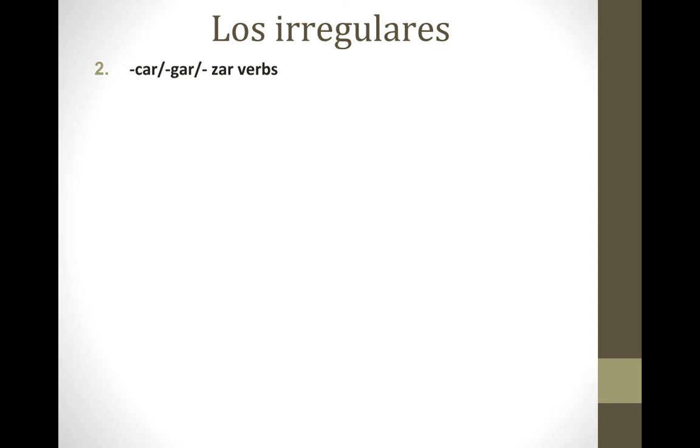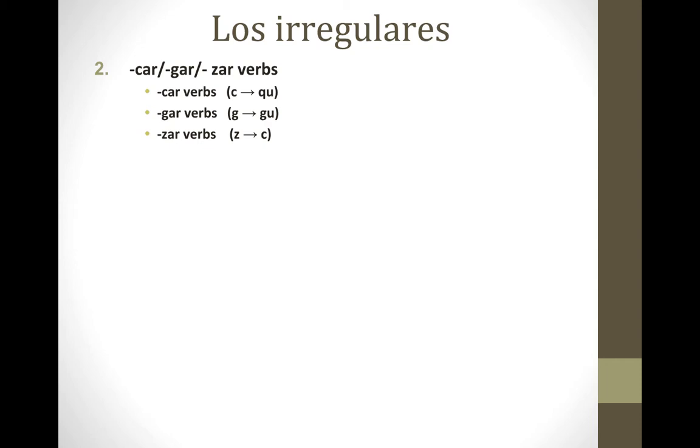Well, we need to consider car, gar, zar verbs. As it tells you on your note guide, in order to preserve pronunciation, car, gar, zar verbs will have a spelling change everywhere. Okay? That's in all forms. These changes are the same changes you've seen for several years now. Car verbs, the C will go to QU. For gar verbs, the G will go to GU. And zar verbs, the Z will go to C.